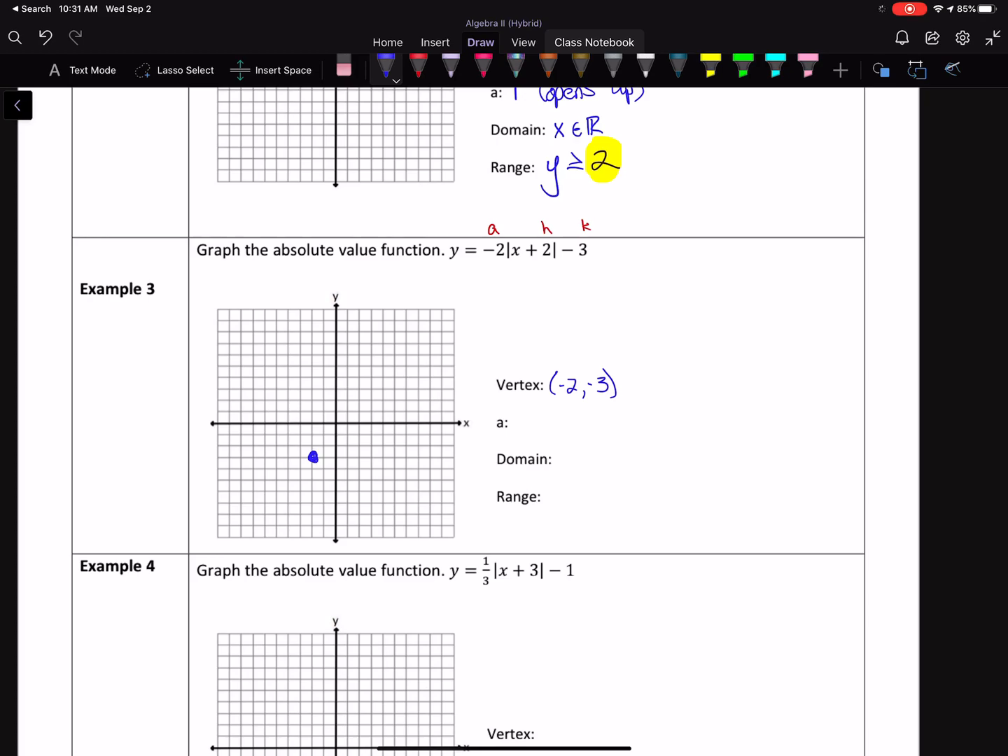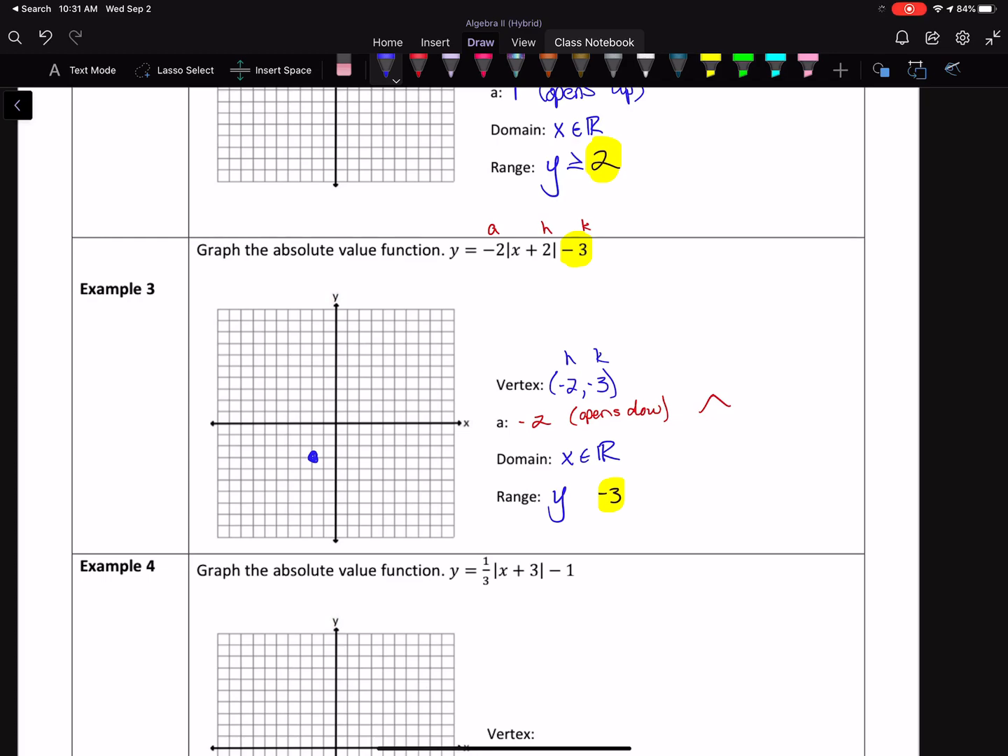Here's my vertex, left 2, down 3. My A value is -2, which means it's going to open down. Okay, so I know I have something that looks like that going on now. My domain, x is always going to be in the real numbers, always for every absolute value function. And then my range, I know it's going to be y is something compared to -3, my k value. I have to figure out are my y values going to be above -3 or below -3, and then we can move on.